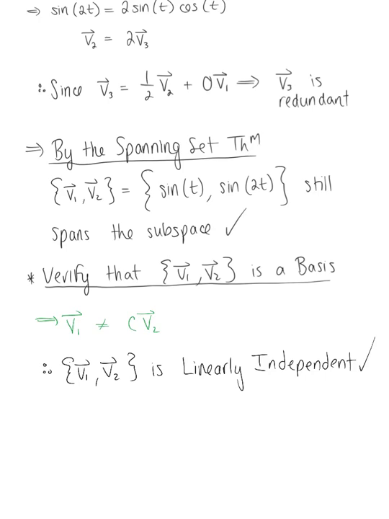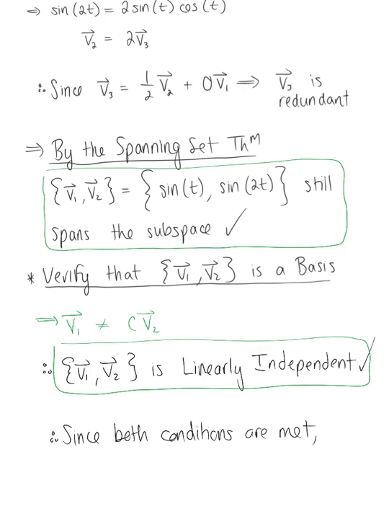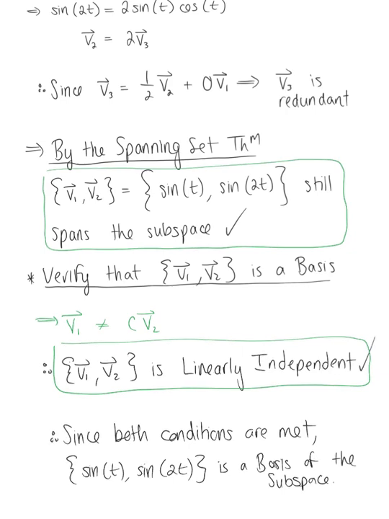So we have shown that this set containing vector v1 and v2 still spans the subspace, and we've shown that this set of vector v1 and v2 is linearly independent. So we can finally conclude that since both conditions are met, this is a basis for the subspace. So since both conditions are met, the set containing sine of t and sine of 2t is a basis of our subspace. And this is our beautiful final answer.